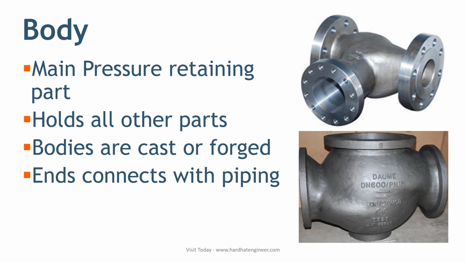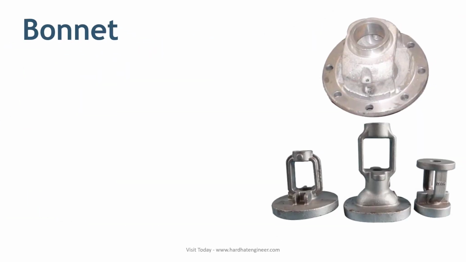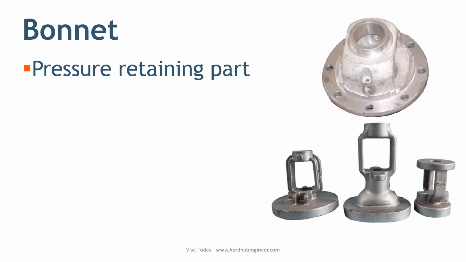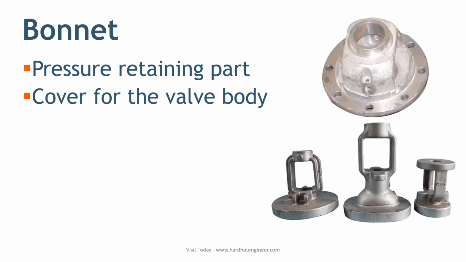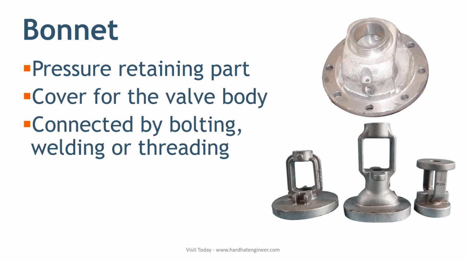depending on the requirements. Bonnet. Bonnet is the second pressure retaining part of the valve. It is also known as a cover. It is connected with the valve body by bolting, welding or threading to create the valve enclosure. In the case of gate, globe, stop, check and diaphragm valves, it has an opening so that the valve stem can pass through it. Bonnet provides access to valve internals during maintenance. Usually it contains a stuffing box and also supports the yoke and operating mechanism of the valve.